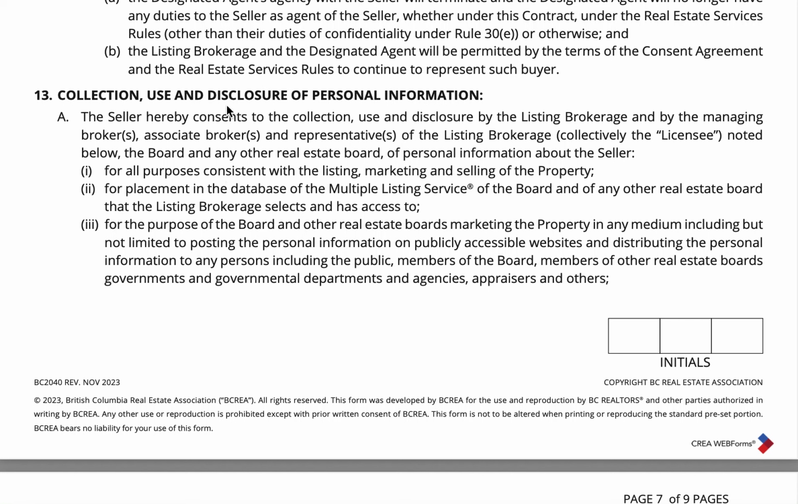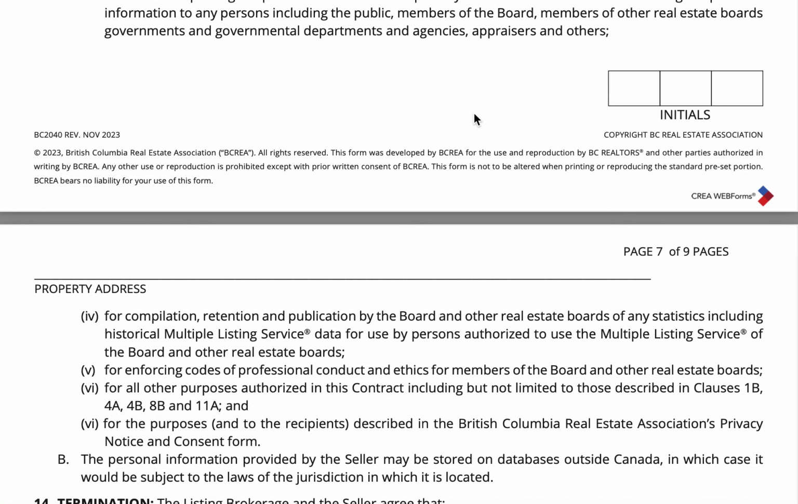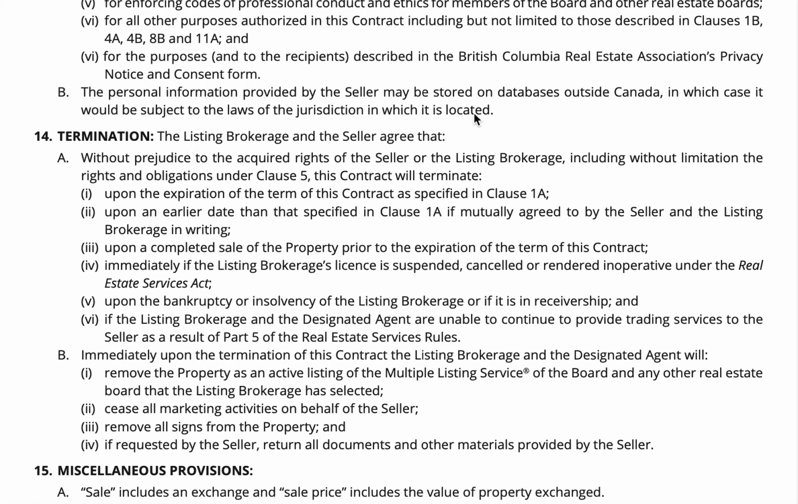Item 13, collection, use of and disclosure of personal information. This talks again similarly to what the privacy notice and consent, the previous document, talks about. Why we collect your personal information, what it's used for, who has access.